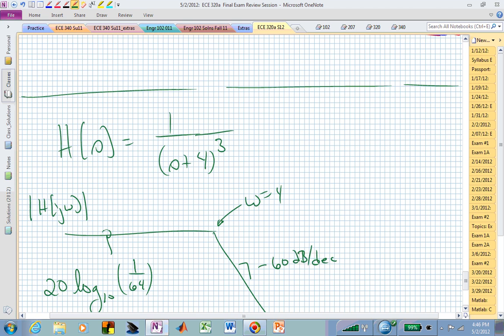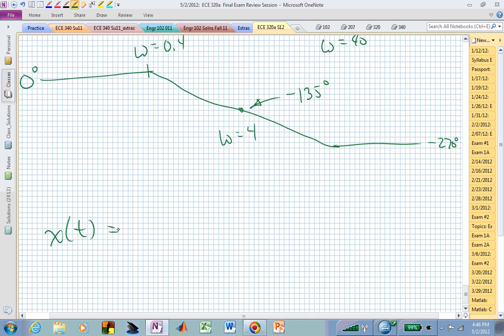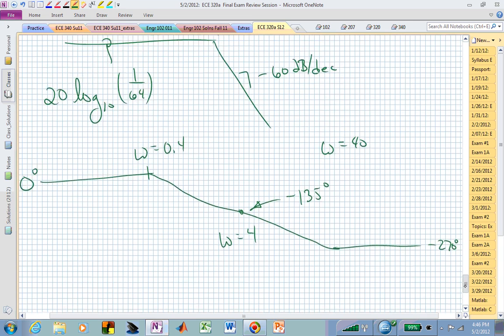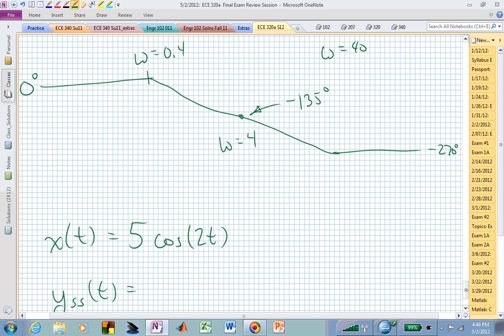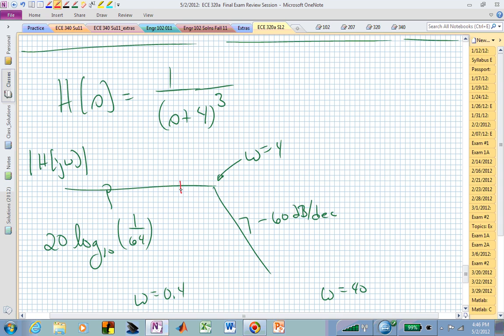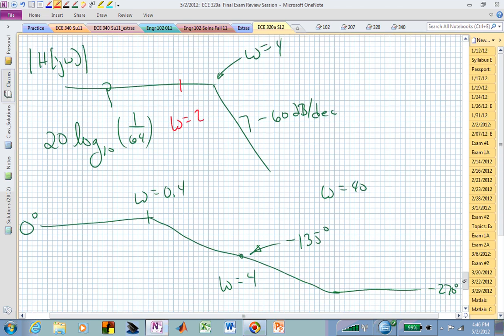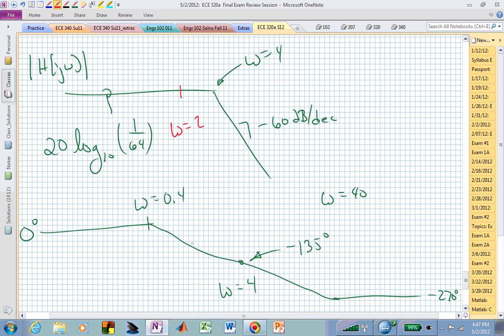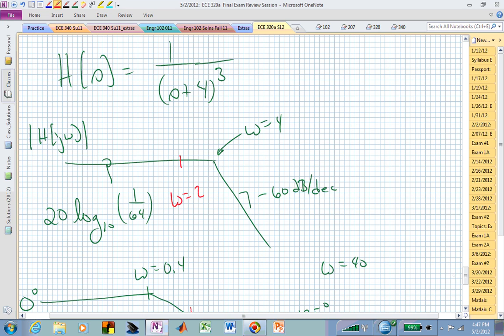And now if I said, okay, what's going to happen if x of t is equal to 5 cosine of 2t, what's y steady state of t going to be? What's the sinusoidal steady state going to be? So now you just go here and you say, let me find omega equal 2 in the magnitude, and let me find it here. Maybe I didn't do it very accurately here, but let's find omega equal 2 here. So this would actually be an octave below the break. And in the straight line approximation, we're assuming that we aren't changing in magnitude. It really will in reality, but if we said it was not doing anything, we would have a gain of 1 over 64 at omega equal 2.